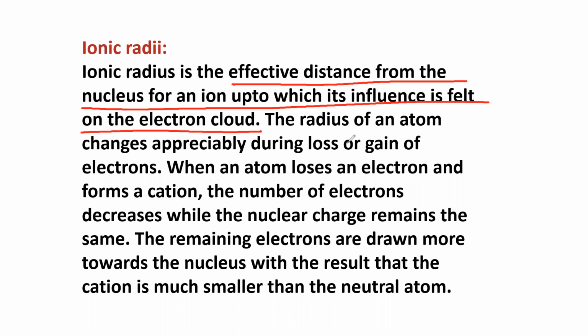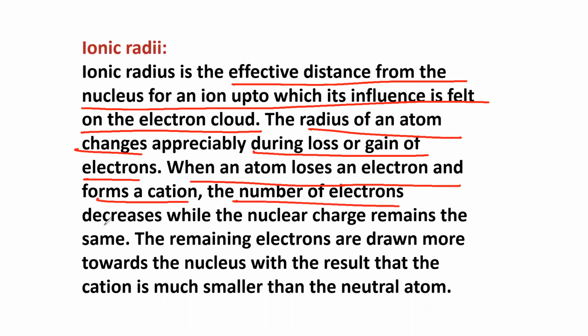The radius of an atom changes appreciably during loss or gain of electrons. Already we know an atom will get a positive charge when it loses an electron, and a negative charge when it gains an electron. When an atom loses an electron and forms a cation, the number of electrons decreases while the nuclear charge remains the same. So the remaining electrons are drawn towards the nucleus, with the result that the cation is much smaller than the neutral atom. So very, very important.